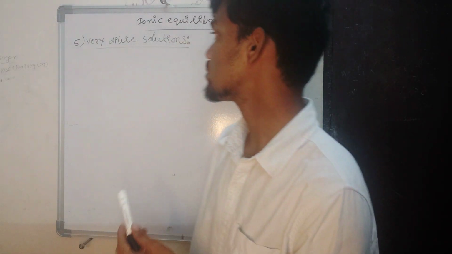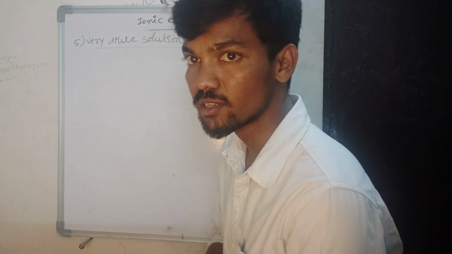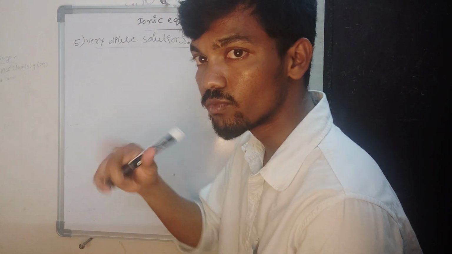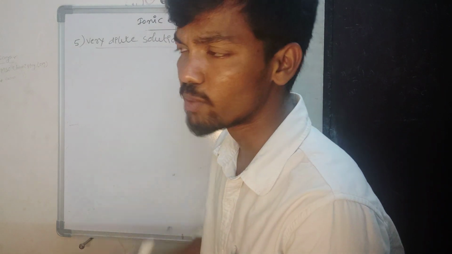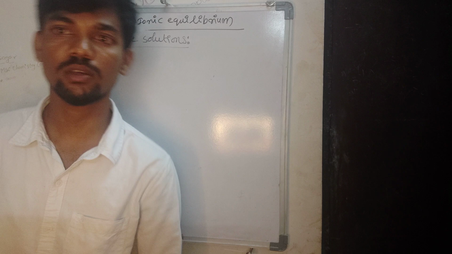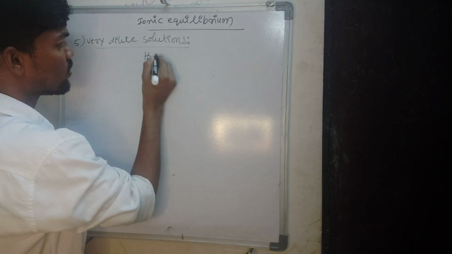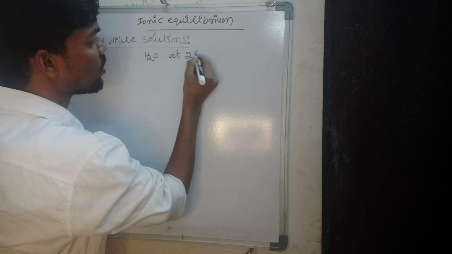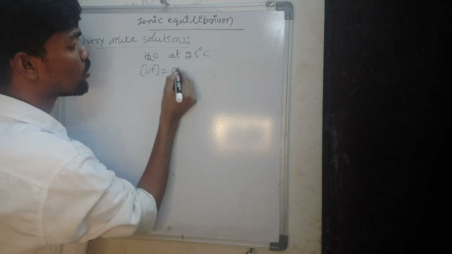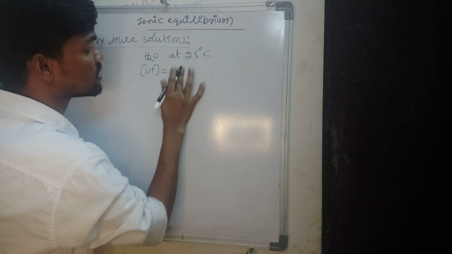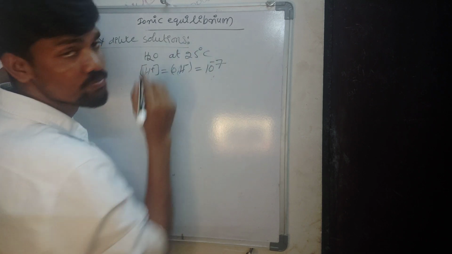Here, dilute solution means water is there. How can you find it if water is there? In a dilute solution, whatever it may be, you have to take water at 25 degrees centigrade only. So here H plus concentration is equal to OH minus concentration. How much is it? 10 power of minus 7.